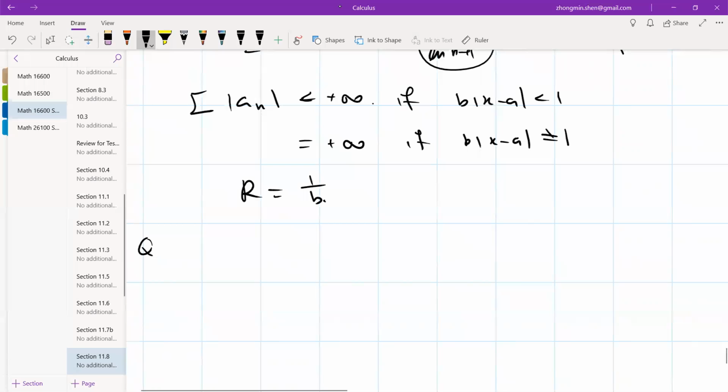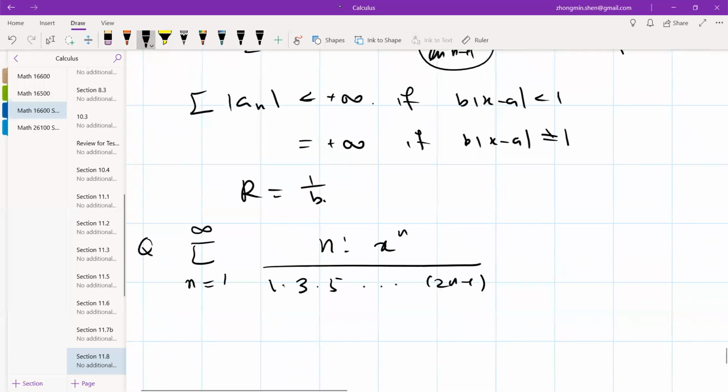Okay, let's try another series problem. Let's look at this: n factorial x to the n over 1 times 3 times 5, all the way to 2n minus 1. Find the radius of convergence and the interval of convergence.